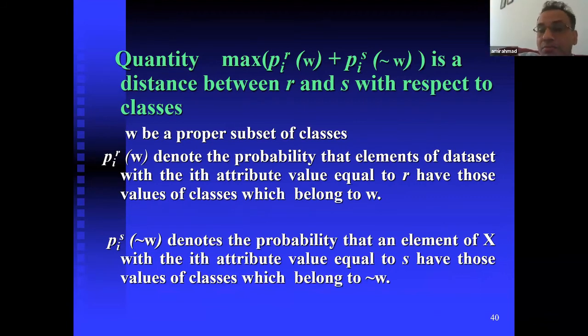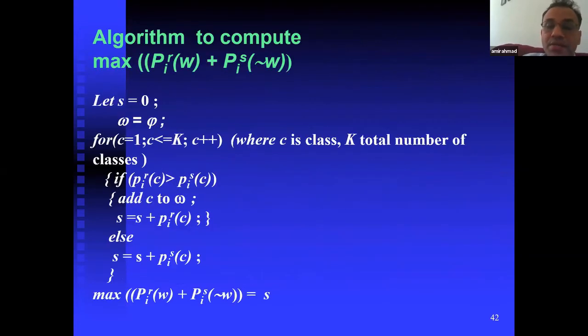You have a large number of subsets. Basically, you will have 2 to the power k subsets, so it becomes computationally expensive. We propose a linear approach to find the subset for which the distance will be the maximum.